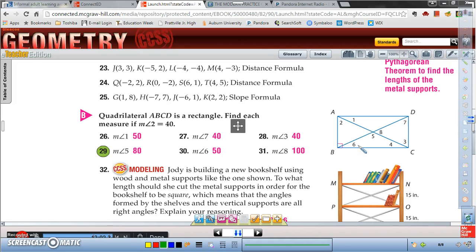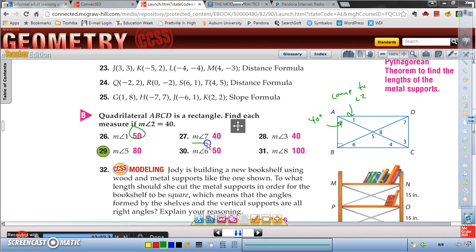All right, for 26 through 31, we're determining what the angle measures are, given that the measure of angle 2 was 40 degrees. And the first one here, 26, the measure of angle 1 is fairly simple. This is complementary to angle 2. Okay, so I subtract 40 from 90 to get my 50 degrees for number 26.